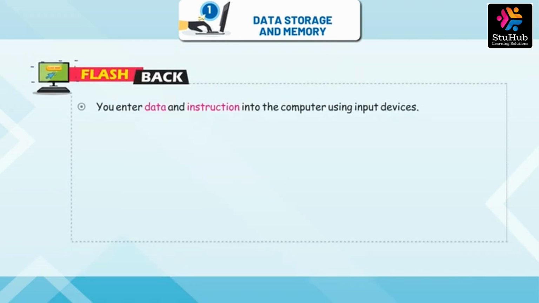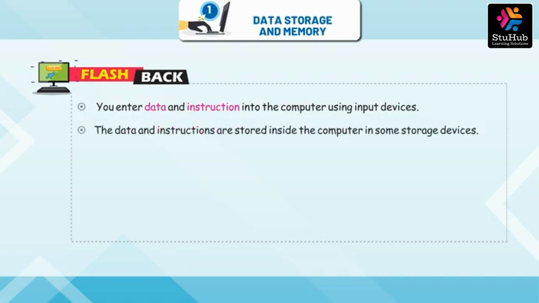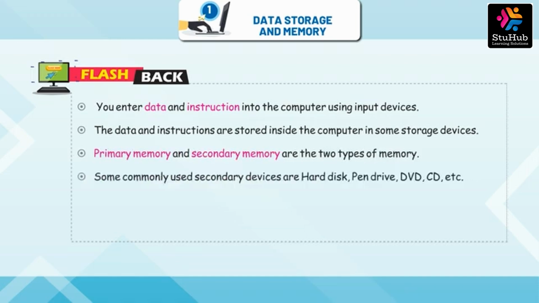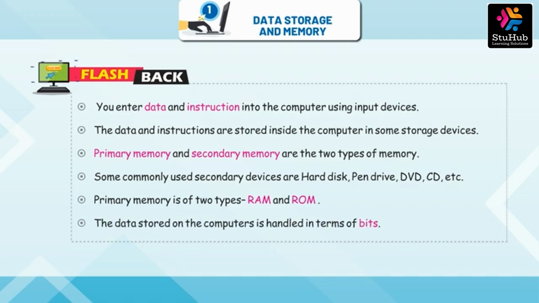Flashback. You enter data and instructions into the computer using input devices. The data and instructions are stored inside the computer in some storage devices. Primary memory and secondary memory are the two types of memory. Some commonly used secondary devices are hard disk, pen drive, DVD, CD, etc. Primary memory is of two types, RAM and ROM. The data stored on computers is handled in terms of bits.